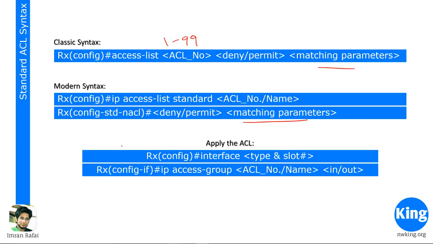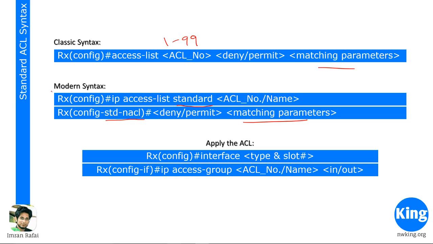The modern way of doing it is you come to global config and you say ip access-list, then you put the keyword standard. If you're doing extended, you put the keyword extended. In this case it's going to be standard, so ip access-list standard, and then you can give an ACL number, again 1 to 99, or you can give a name. You can say networking. Whatever that name is, that's the identifier. Immediately it goes into a sub-configuration mode. Then you start individually putting your deny and matching parameters, or permit and matching parameters.